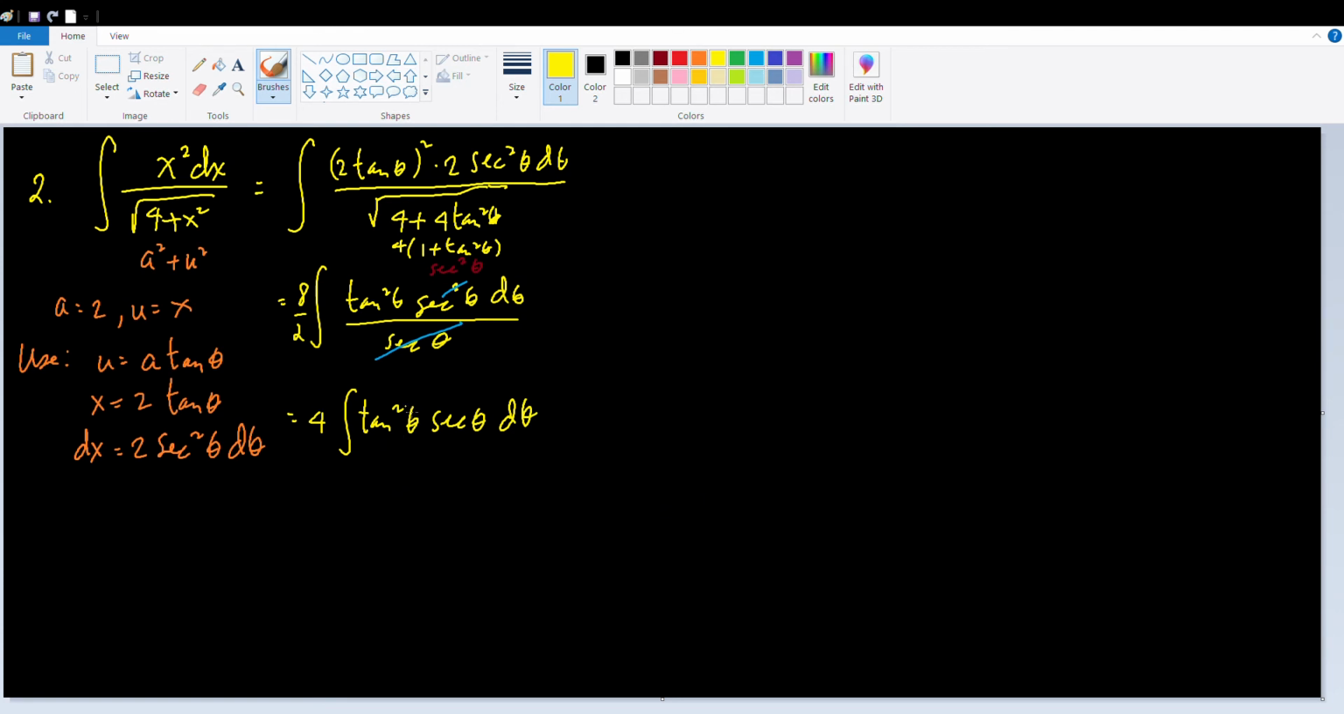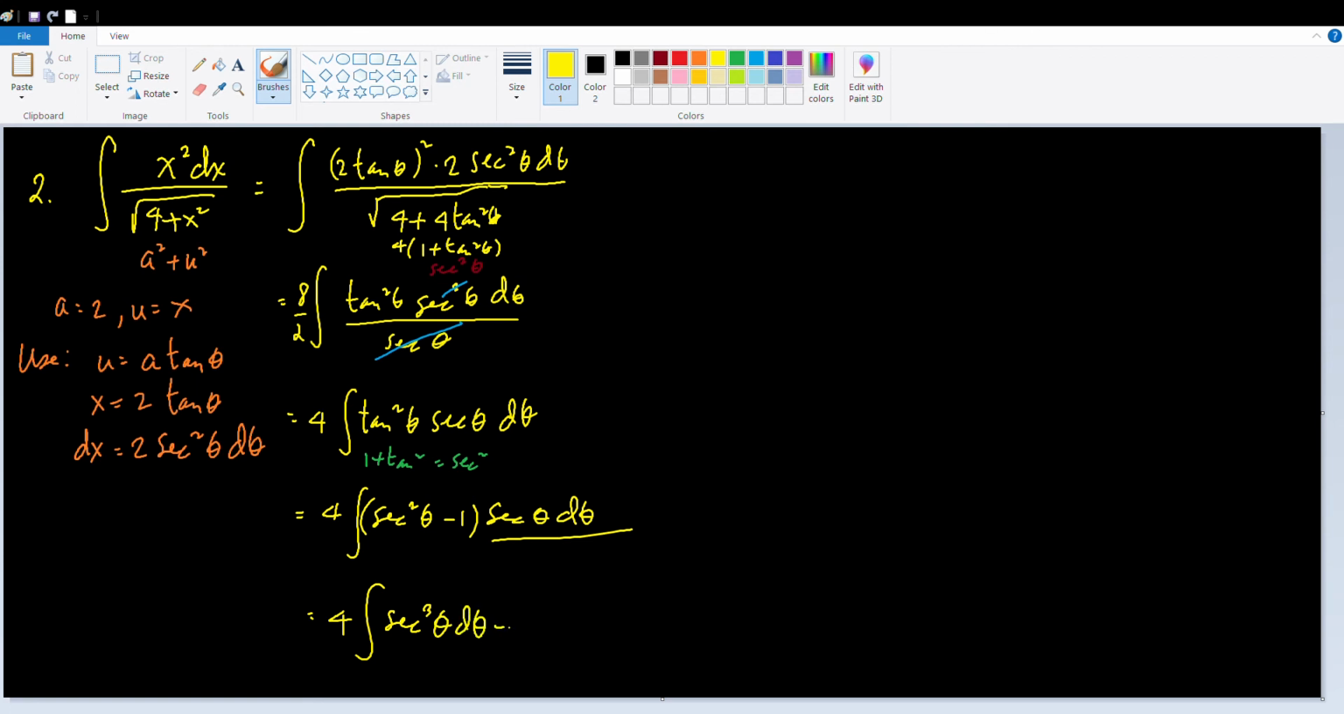For this, what we do is we apply an identity to tangent squared theta. 1 plus tangent squared equal to secant squared. So we write tangent squared as secant squared theta minus 1, times secant of theta d theta. We distribute secant theta d theta and come up with two integrals, secant cubed theta d theta minus the integral of secant theta d theta.